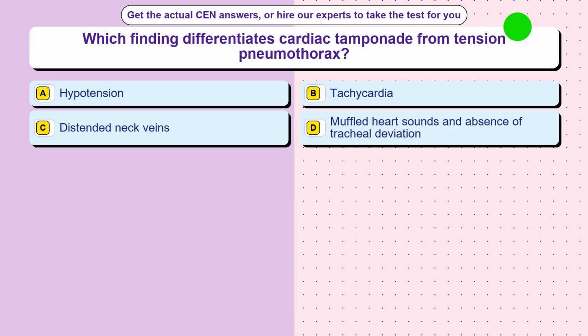Question 80. Which finding differentiates cardiac tamponade from tension pneumothorax? Option A, hypotension. Option B, tachycardia. Option C, distended neck veins. Option D, muffled heart sounds and absence of tracheal deviation.